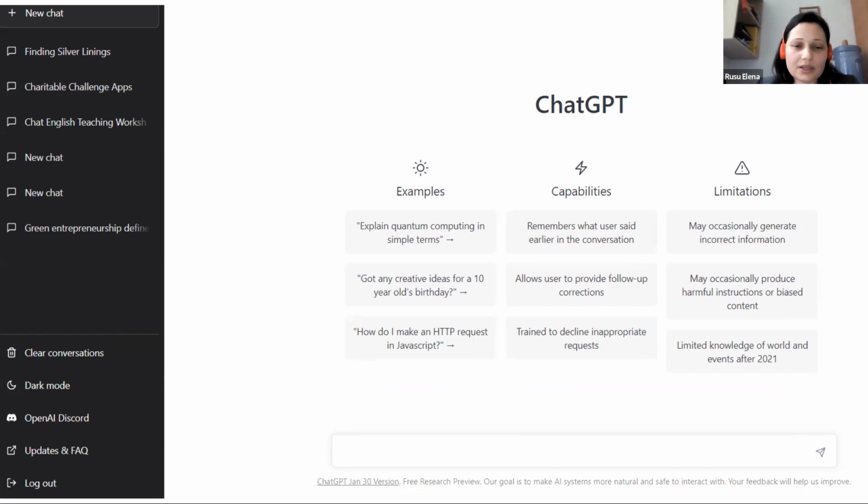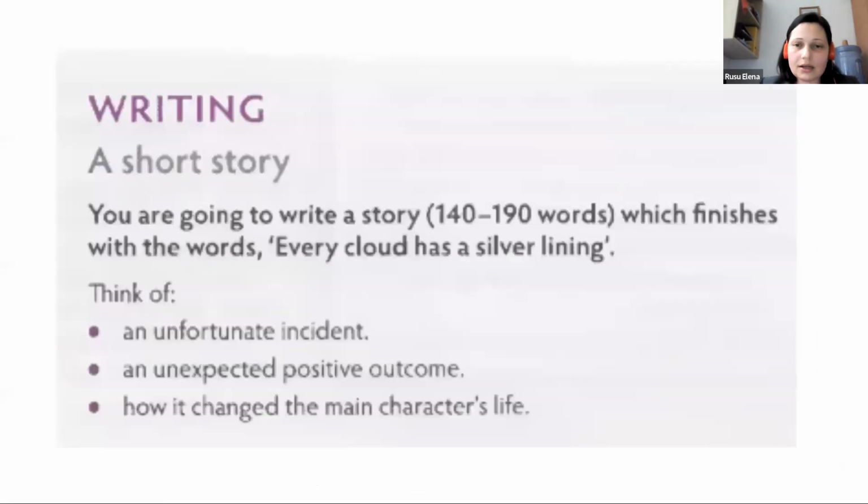It relates to one of the lessons that I had with my students. And the topic was: write a short story. You are going to write a short story which finishes with the words, every cloud has a silver lining. Okay. What is it, a silver lining?